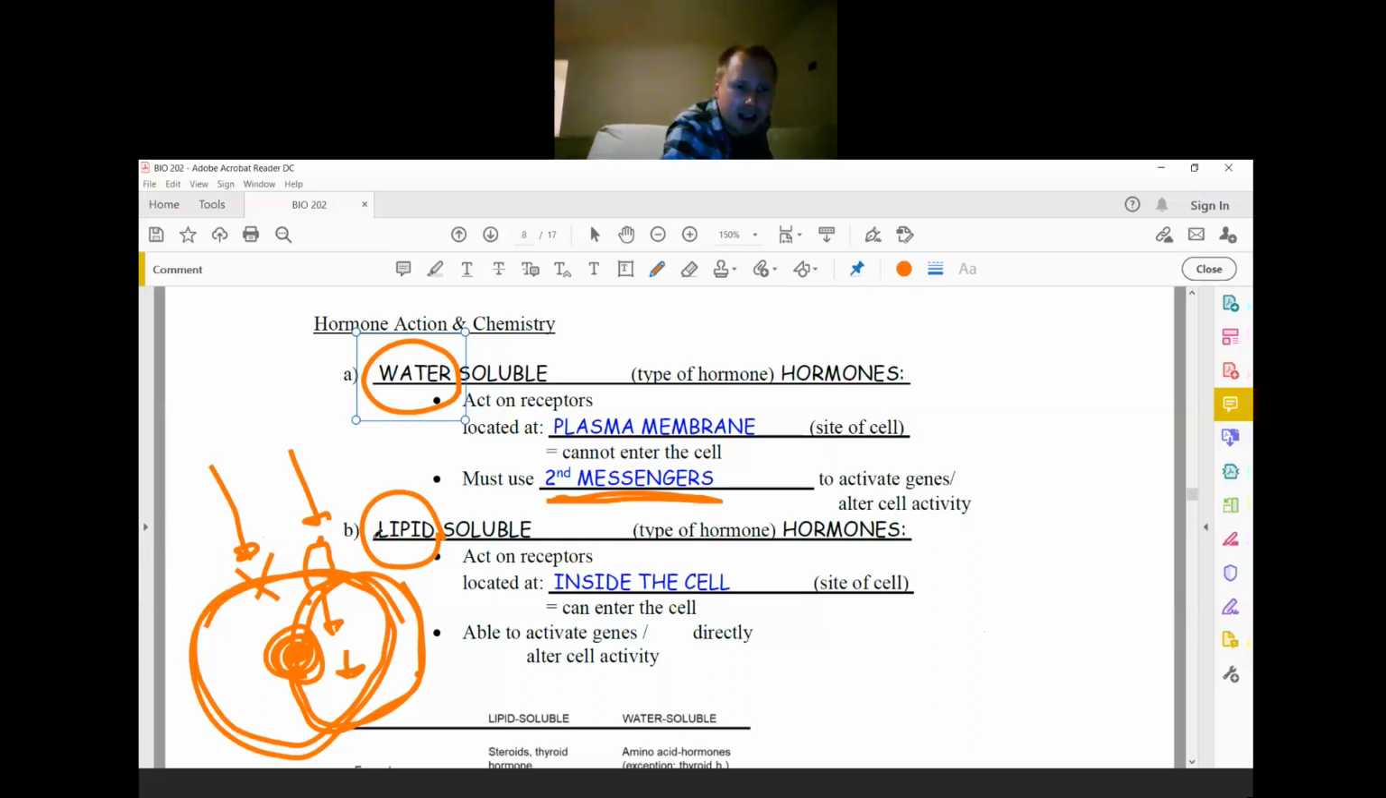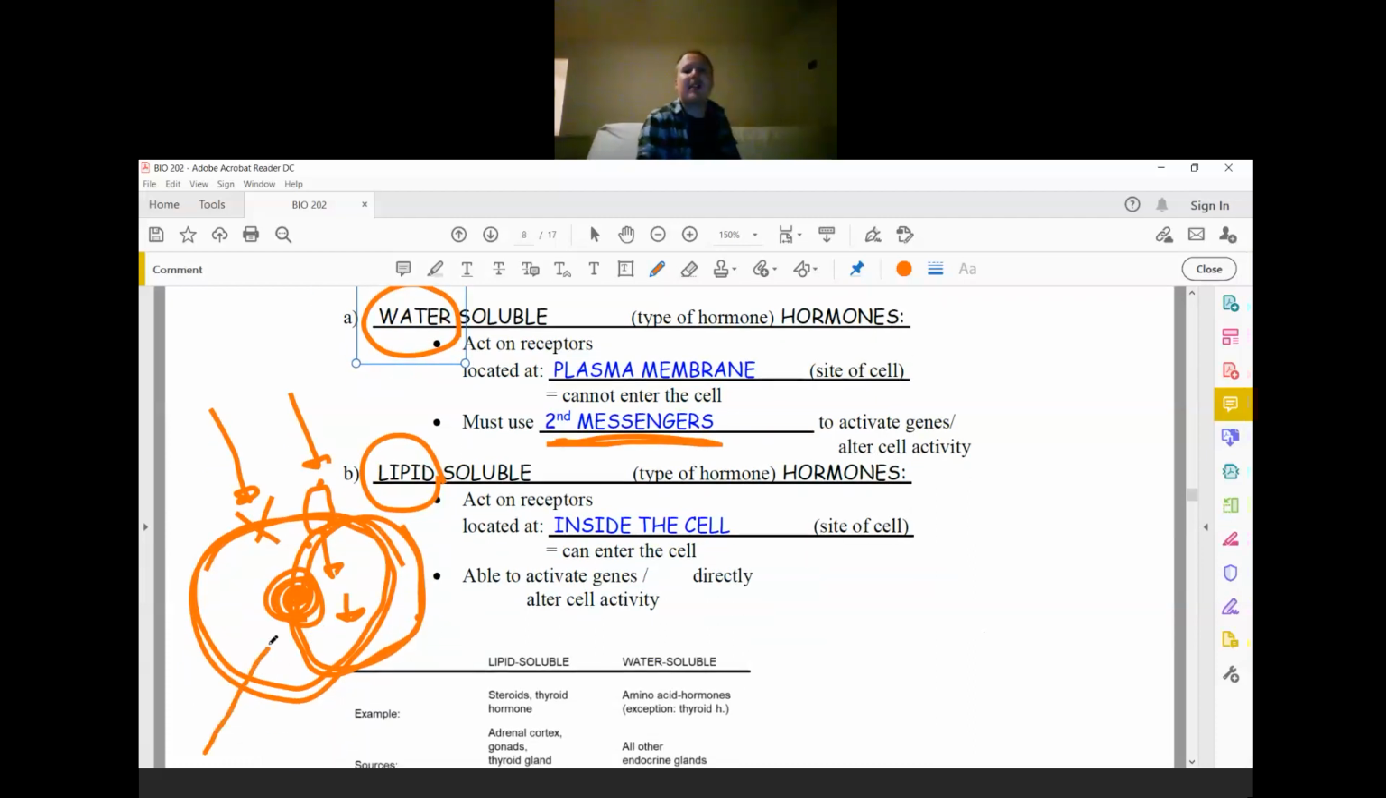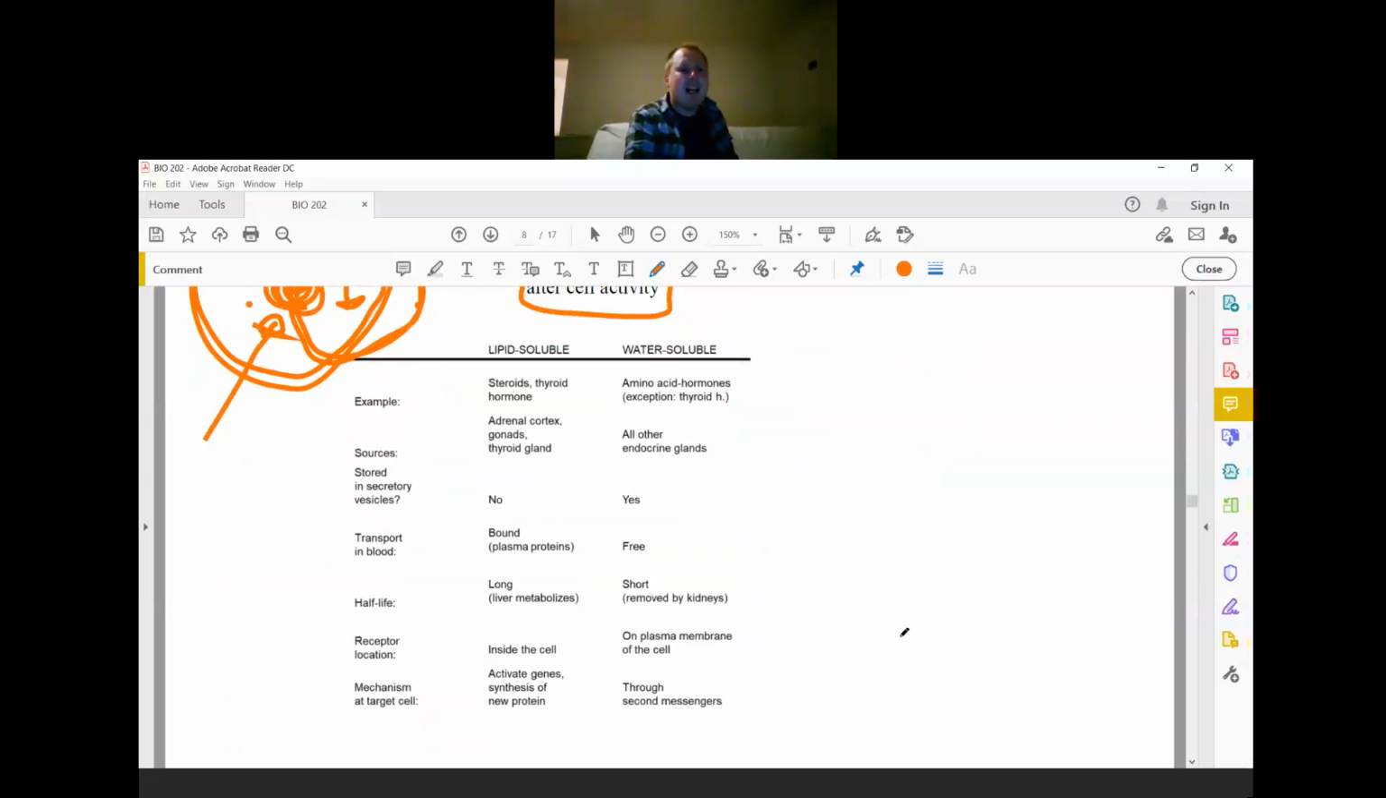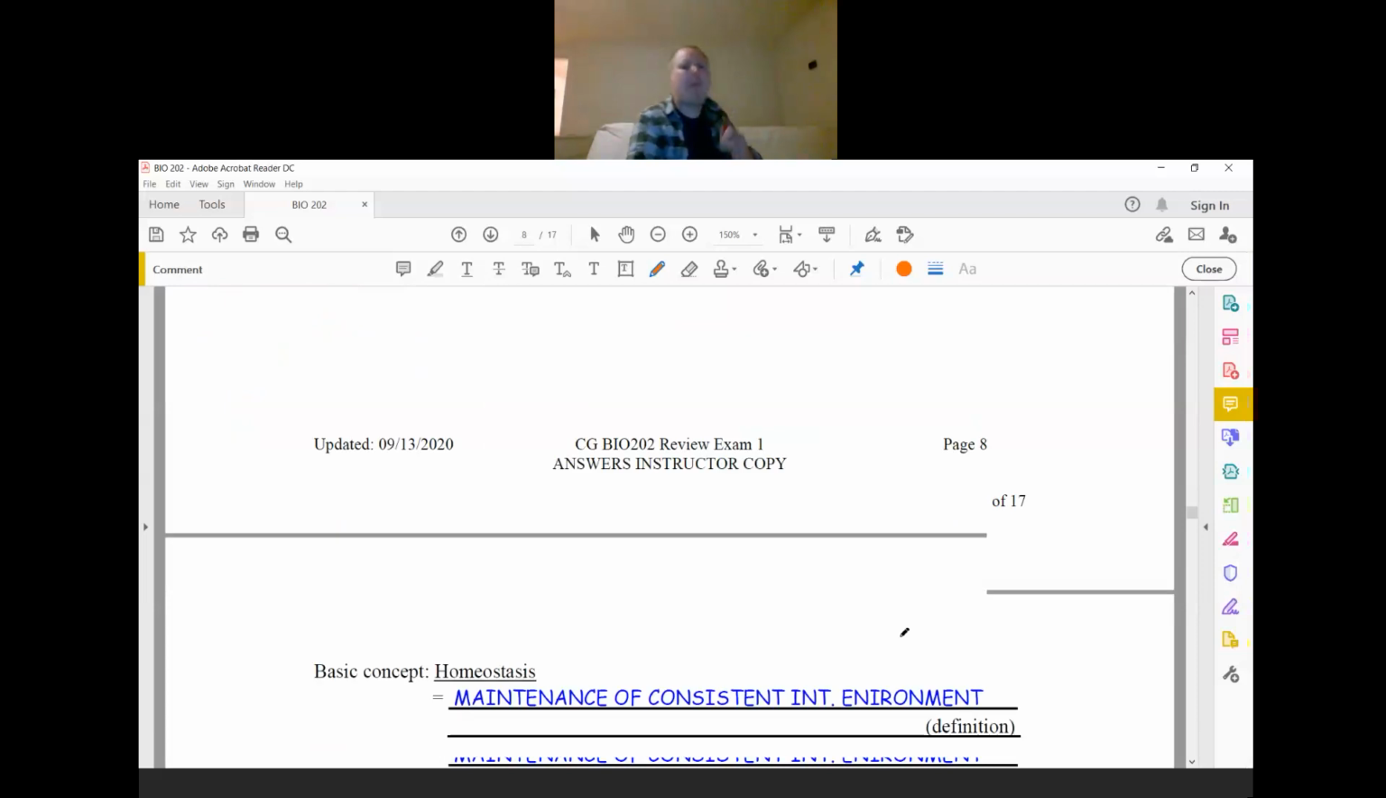Lipid-soluble hormones instead are able to cross inside the cell through the plasma membrane, and there they trigger whatever changes need to happen, such as activating genes or changing how the cell functions. I've also included here a little table that I prepared for your PowerPoint presentation back then about the differences and similarities, comparing and contrasting lipid and water-soluble hormones. It's there for your use if you want it, but I don't think that I really asked a lot about that.